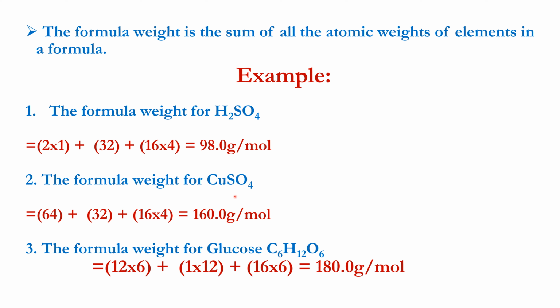For copper(II) sulfate, we do the same thing. We start with copper, which has atomic weight of 64, plus 32 for sulfur, plus 16 times 4 because we have 4 oxygen atoms. That gives the formula weight for copper(II) sulfate as 160 grams per mole. To calculate the formula weight for glucose, we do the same thing. 12 multiplied by 6, we have 6 carbon atoms and the atomic weight of carbon is 12, plus 1 multiplied by 12, we have 12 hydrogen atoms, plus 16 multiplied by 6, because we have 6 oxygen atoms. So the formula weight for glucose is 180 grams per mole.